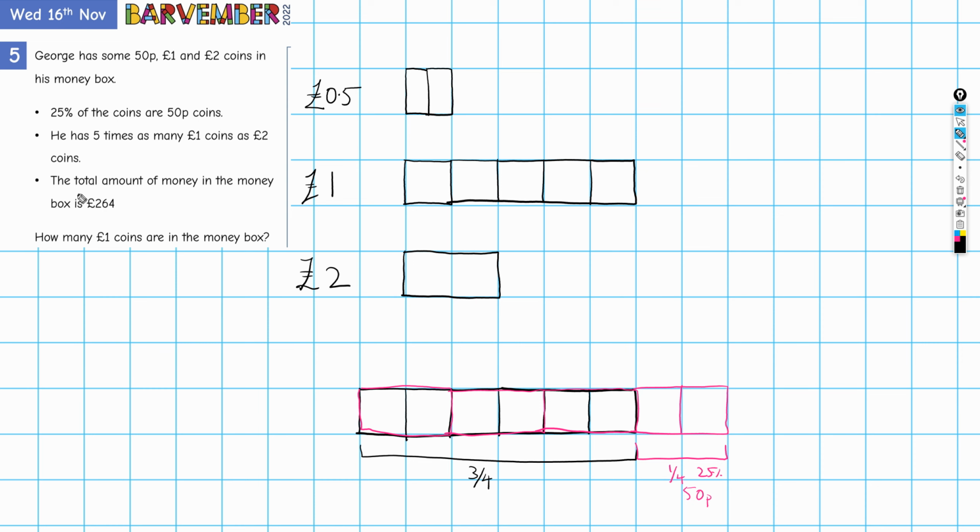What else do we know? Well, we know that the total amount of money in the money box is £264. Right, now what can we do? Well, we can see what value this set has. These two 50p coins make £1. So that's 1, 2, 3, 4, 5, 6, and 7 and 8. Okay, so there's £8 in this one set.